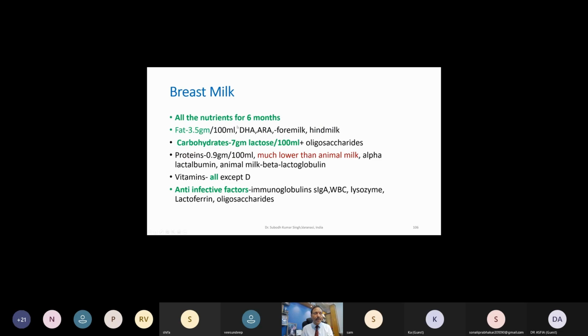So the breast milk has all the nutrients for up to 6 months, and it has the right kind of carbohydrate and protein, which is much lower than in animal milk. Any animal milk, whether it is cow's milk, buffalo's milk, or goat milk, is not suitable for infants, and their fat and protein ratios are altered. They're not similar to the mother's milk. And then the human breast milk provides a lot of other advantages to the baby.